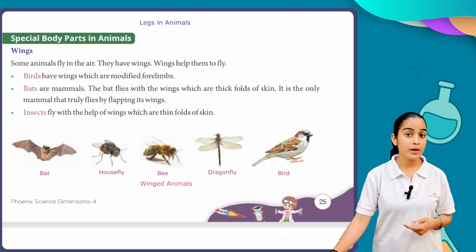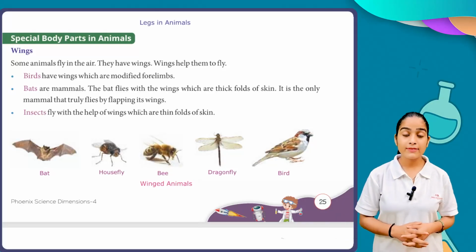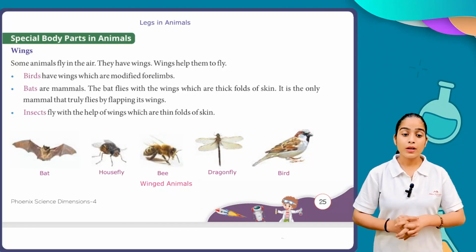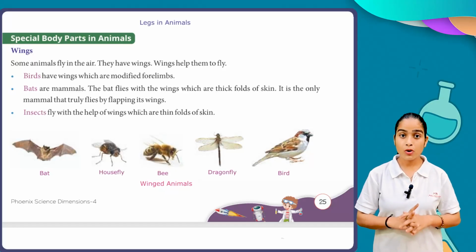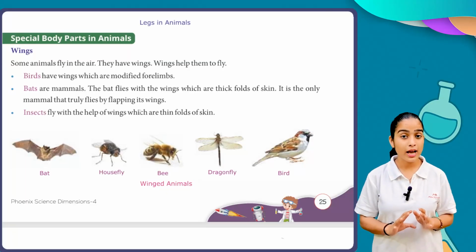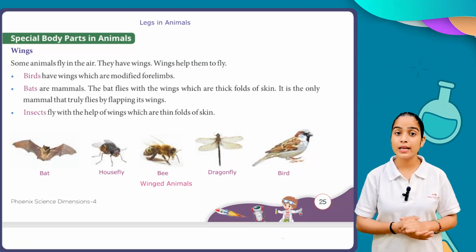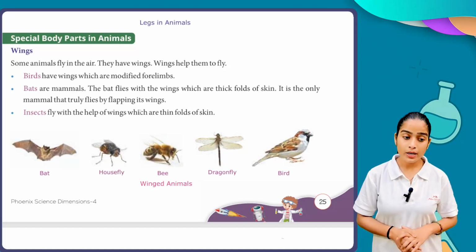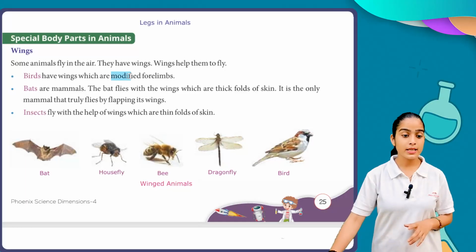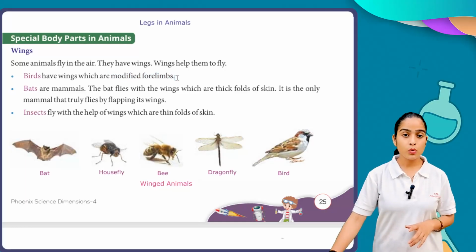The special body part is wings. Some animals fly in the air. They have wings. Wings help them to fly. Okay, but not all living organisms have wings, and that is why they cannot fly in the air. Birds have wings which are modified limbs. So we can say the front 2 legs are converted into wings for the birds.